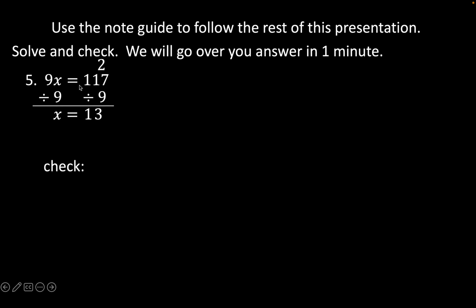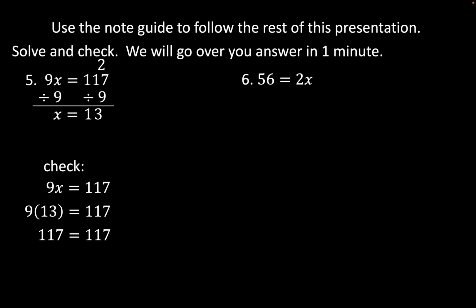Now we need to check it, so we rewrite the first line. We turn our x into 13, but because it's attached to 9, we use parentheses. And then 9 times 3 does make 27. There's your 7, carry the 2. 9 times 1 is 9, plus that 2 we carried makes 117. So we know we did it right.